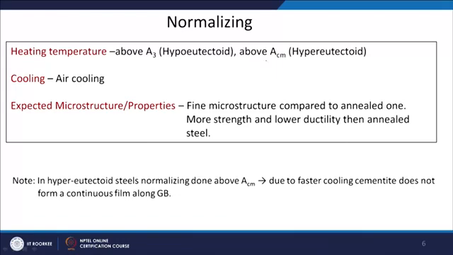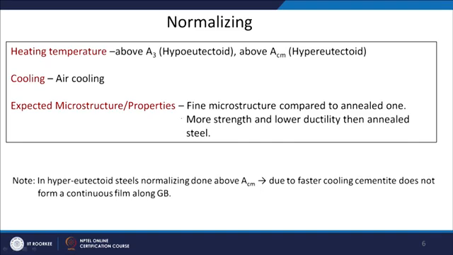Normalizing: heating temperature above A3 as we discussed for hypoeutectoid and above ACM for hypereutectoid. So, in this case I am going above A1. Why will I be able to do that? Because I am doing air cooling. So, in this case your chances of getting those continuous network of cementite is not there.